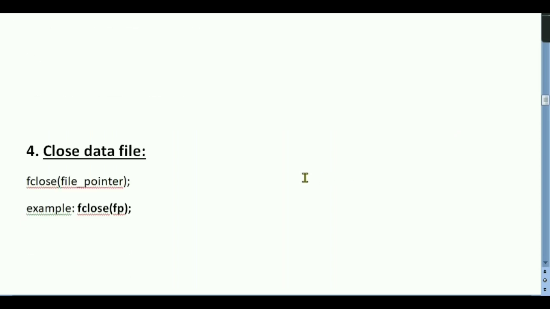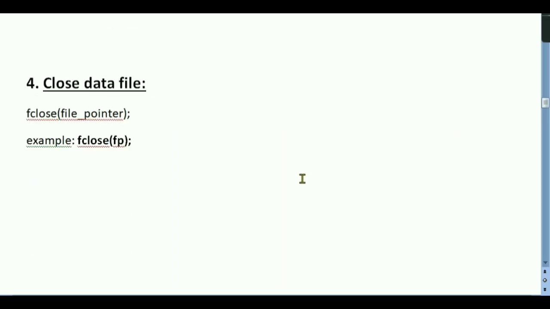Okay, our fourth step is to close the data file. As I said earlier, if you don't close an opened file, then there are chances to lose data. So for that we have to close. So simple, there is no difficult syntax, just write fclose and file pointer. Example: fclose, and our file pointer is suppose fp. So the file which is pointed by this file pointer fp will be closed now. So it is very simple, right?